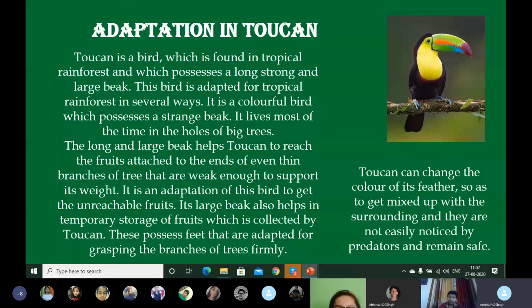See, the beak is strong. It can hold a lot of food in it. Means, it can also store food in its beak. It takes a lot of food at one time, stores it temporarily in its beak, and then eats it later. Then it has camouflage, meaning its feathers help protect it from predators, and it gets easily mixed in with the trees.